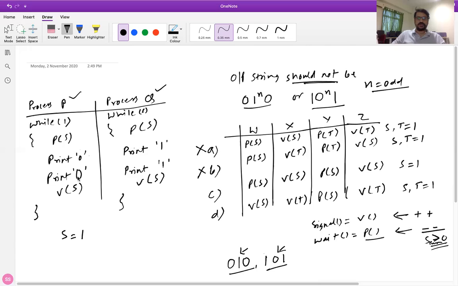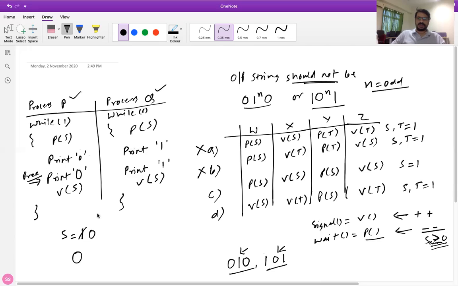So once we go to the Q process, the semaphore value is greater than 0. So it will execute. S will be decremented by 1. It will be 0. And then we can print 0. Now what I want is 1. And I can do preemption here. Now, can we execute this process Q? Because I want the pattern 1.